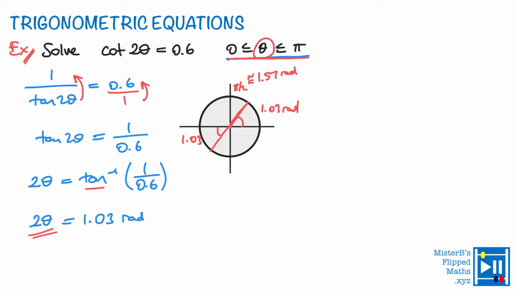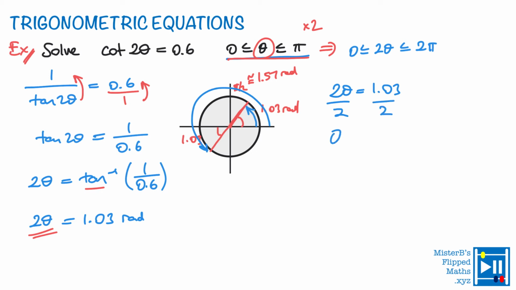Now our interval is from 0 to pi for theta. Now we have 2 theta, so what's going to happen is I'm going to extend this interval by multiplying everywhere by 2. So it will be 0 less than or equal to 2 theta less than or equal to 2 pi. Now I can consider this as an answer as well as this as an answer. So I go like 2 theta equals 1.03 radians. If I divide by 2, I will get theta equals 0.515 radians.